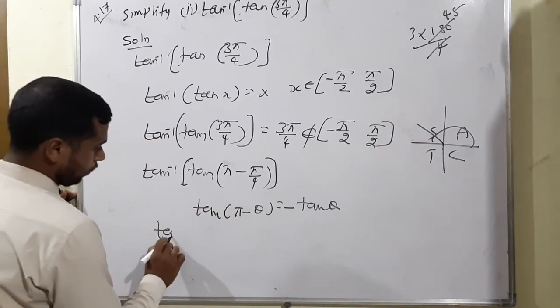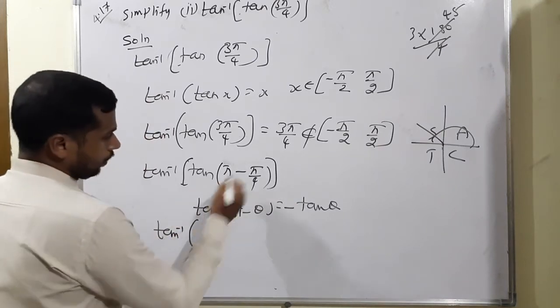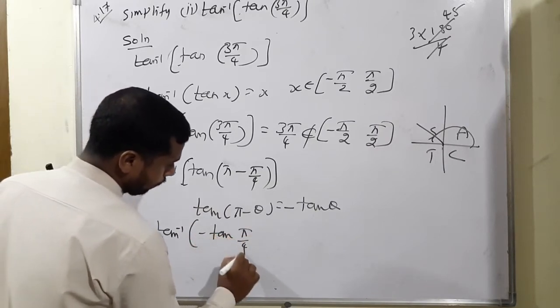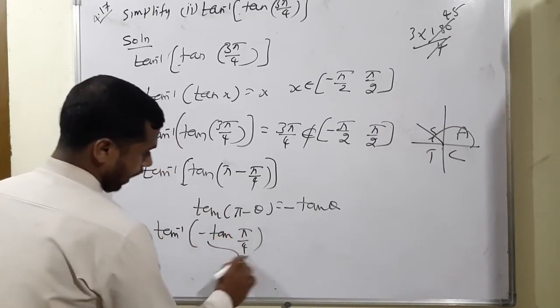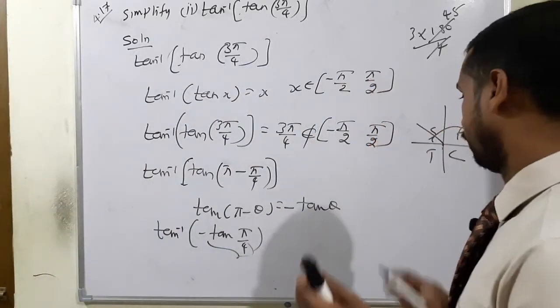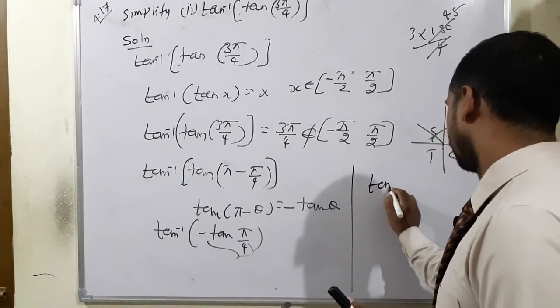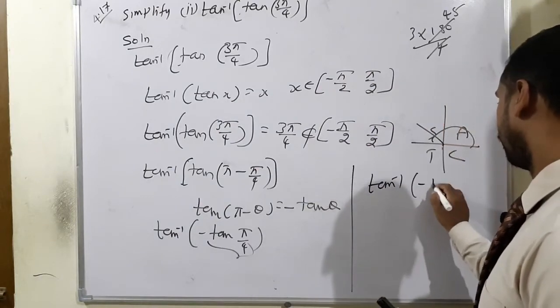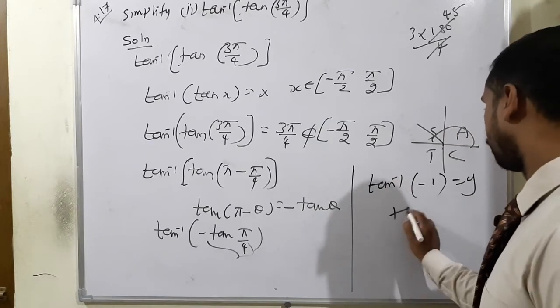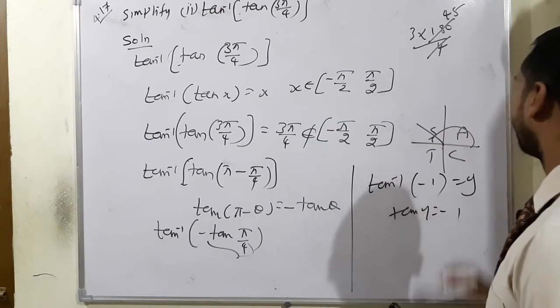Therefore, what is the value? Tan inverse of tan of pi minus pi by 4 means we can write negative tan pi by 4. Tan pi by 4 we already know. What is the value? 1, isn't it? So we can write it as tan inverse of negative 1. Consider it as y, so tan y is equal to negative 1.